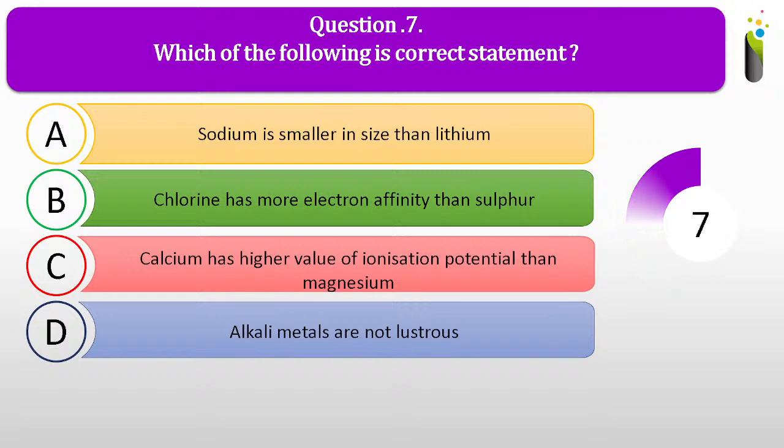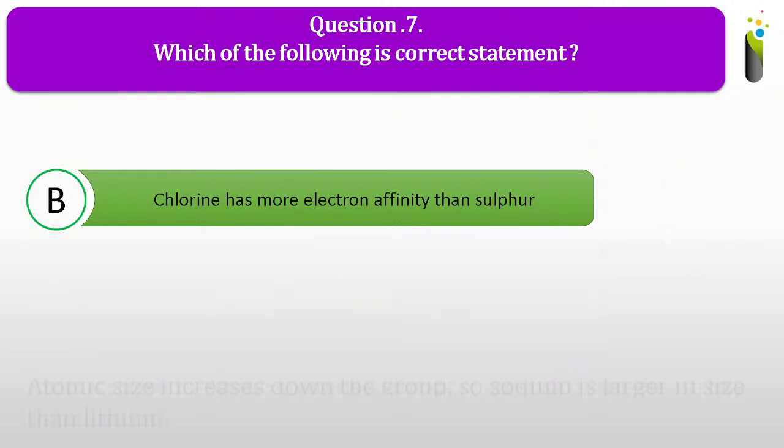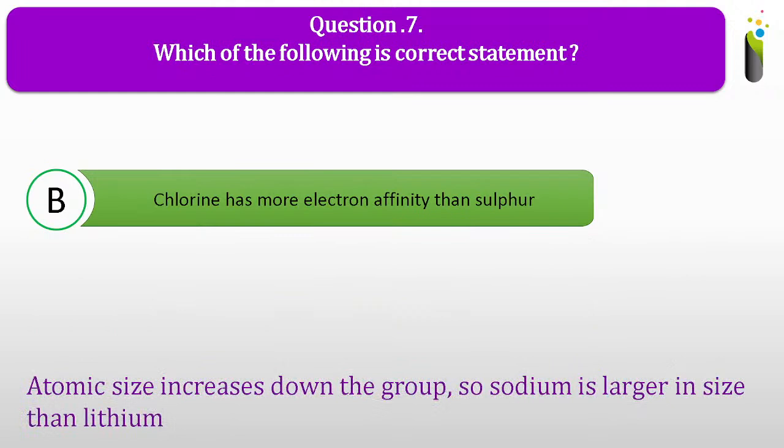And the correct statement among these four will be B. Chlorine has more electron affinity than sulfur. As the atomic size increases down the group, sodium is larger in size than lithium. Keep this in mind. Question number 8.